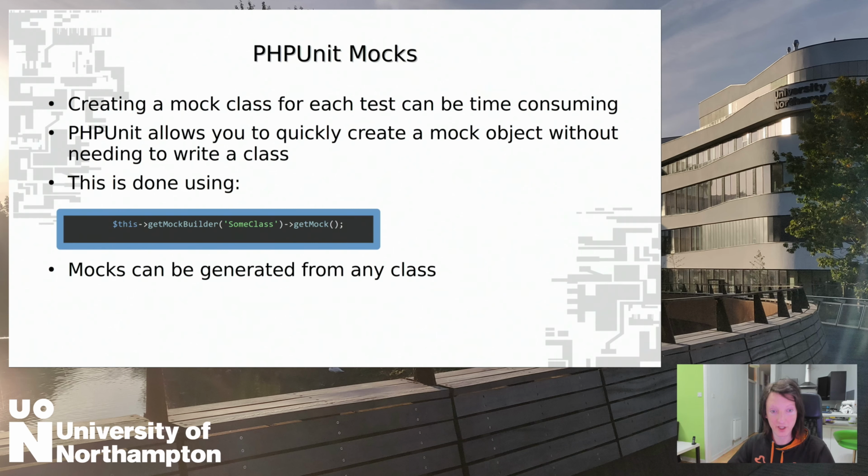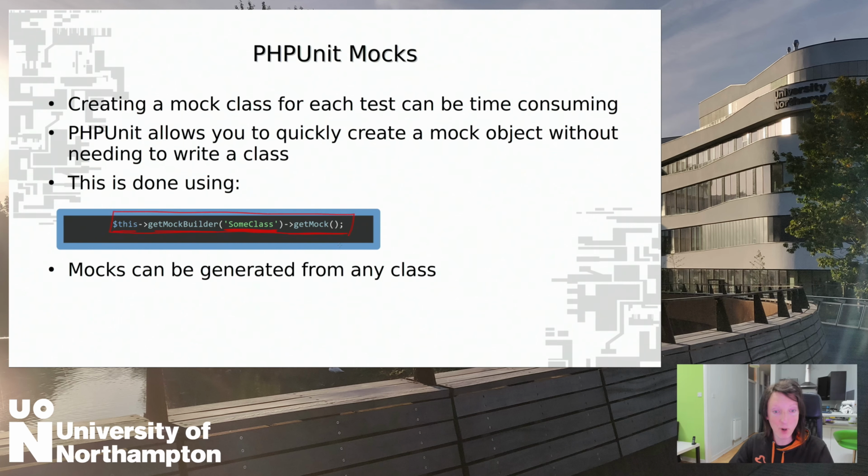As you would have noticed, creating a mock class for every single test could potentially become very time consuming and require you to write a lot of code. So PHPUnit has inbuilt functionality for creating a mock class. And you need to pass it the name of the real class that you're trying to create a mock version of. So to create a mock, you use this get mock builder, the name of the class that you want to create a mock version of, and then get mock. So it's a bit of a mouthful, but it does work.